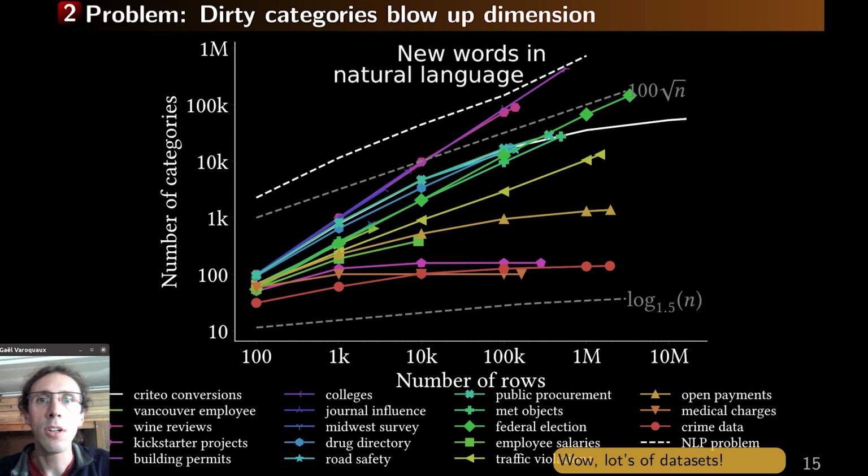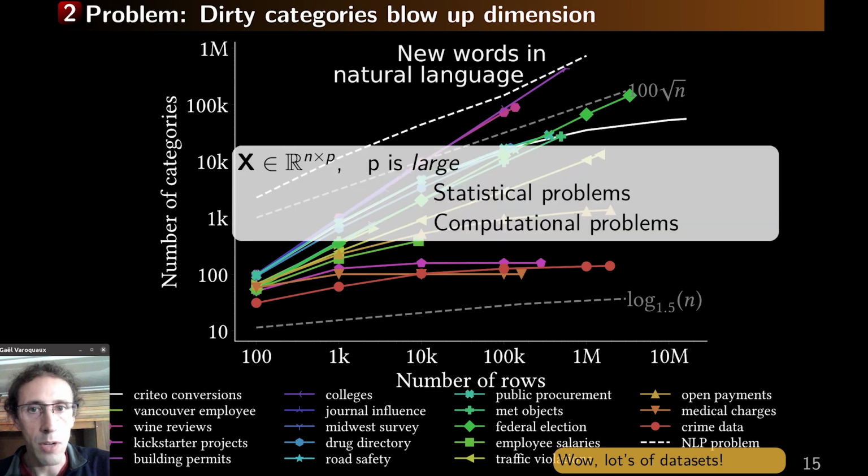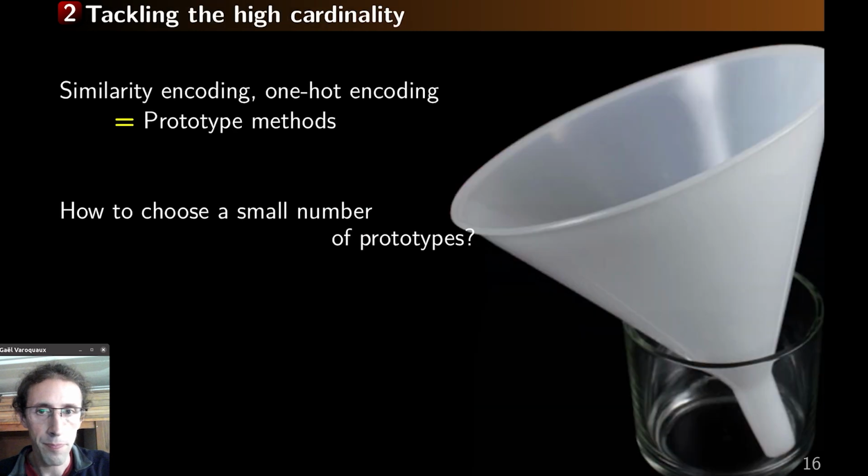This is a bit similar to how new words appear in natural language. Now the problem is that we get a very high dimensional embedding of our data, a very high dimensional vectorization of our data. And this will give us statistical problems and computational problems. So we need to tackle this high cardinality. The techniques that we're using here are prototype methods, whether it is similarity encoding or one-hot encoding. They will compare a given category to a reference prototype. So the question is, how do we choose a small number of prototypes?